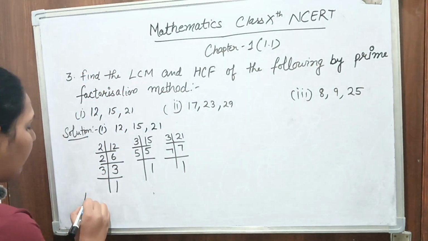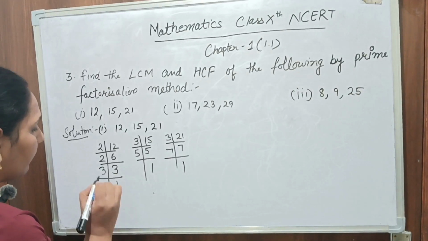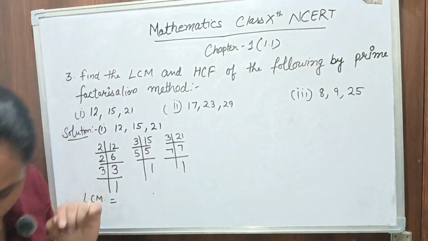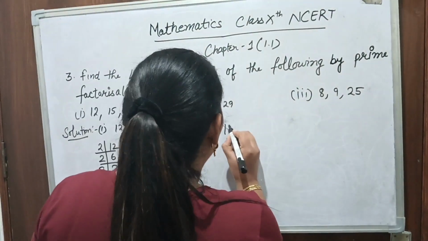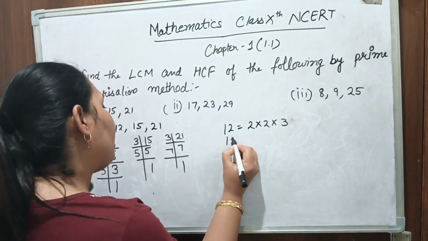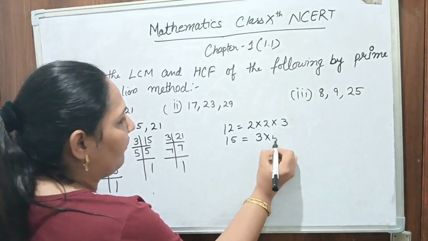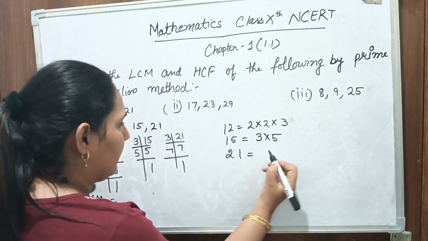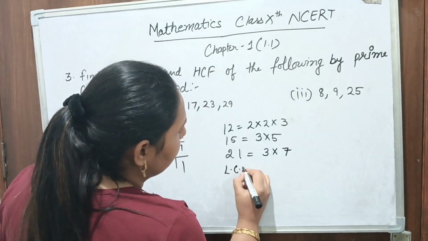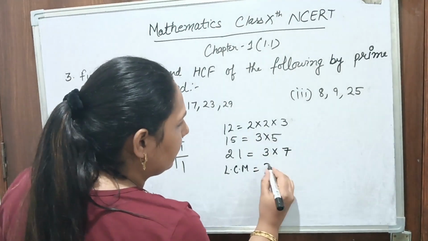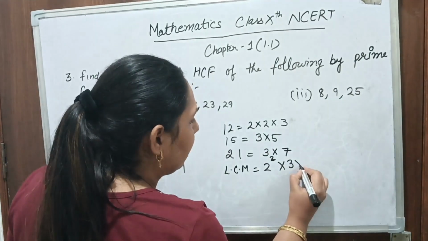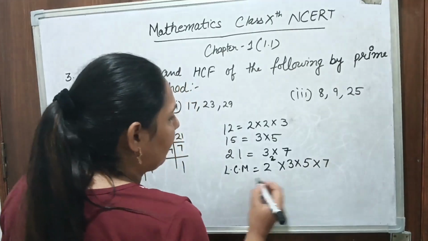So its LCM will be, the prime factors of 12. Here we can write prime factors of 12 are 2 multiplied by 3. Prime factors of 15 are 3 multiplied by 5. And prime factors of 21 are 3 multiplied by 7. So our LCM will be 2 square multiply 3 multiply 5 multiply 7.